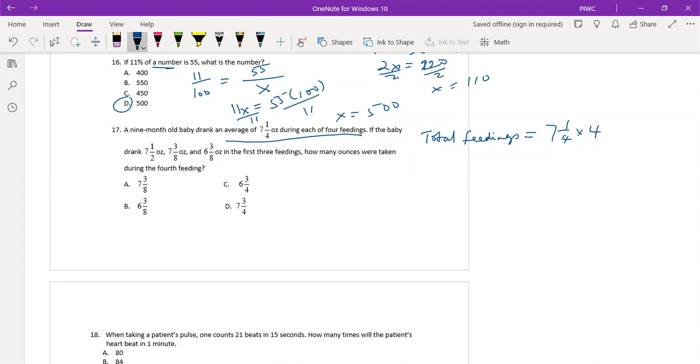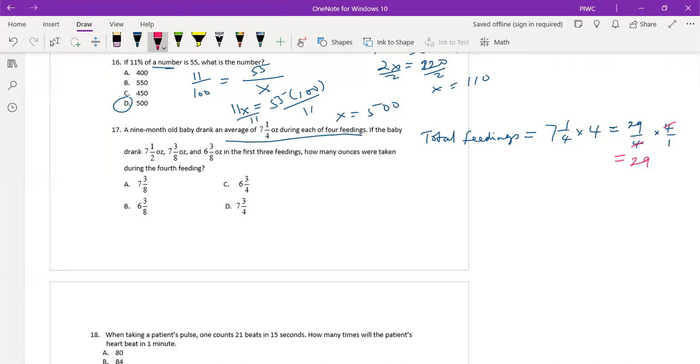So to get the total, what do we have to do? We have to change this to an improper fraction and multiply. 7 times 4 is 28 plus 1. So it's 29 over 4 times 4. Can do 4 over 1, right? So the 4 will cross out, and then we'll end up with 29 as the total feedings, in ounces.